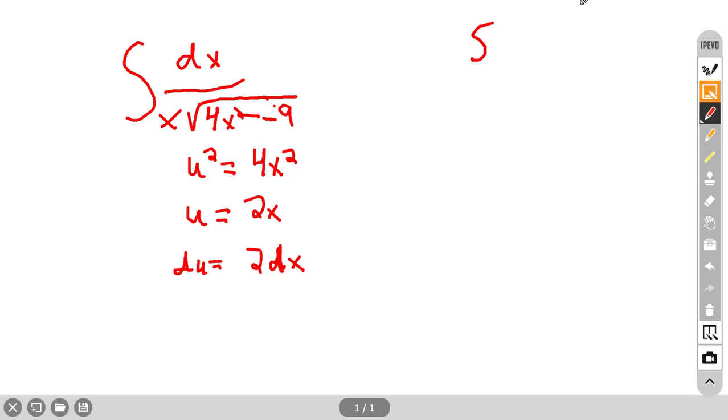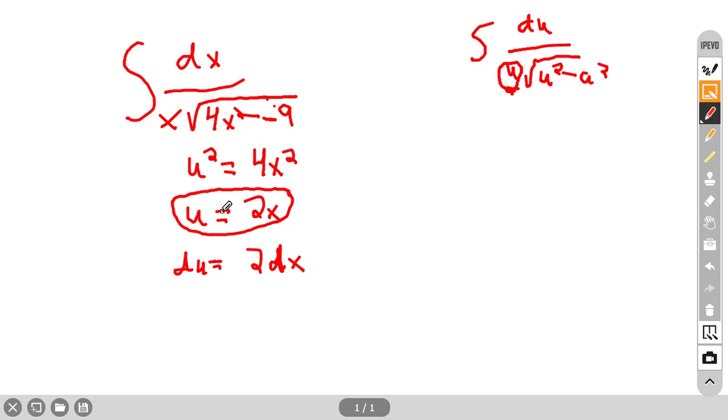It says the integral of du over u times the square root of u squared minus a squared. So we've got to be a little bit careful, because this out front here is a u. And so when I put this 2 up here, I'm actually going to need to offset it with a 2x, because that is what my u is equal to. u is equal to 2x.